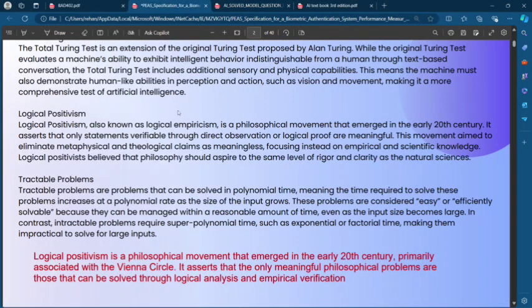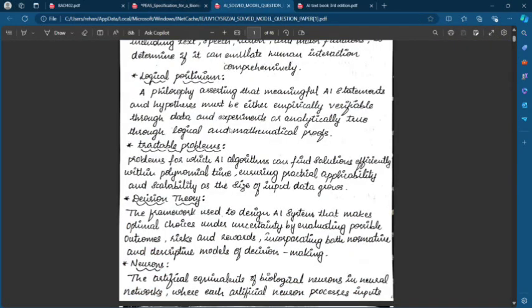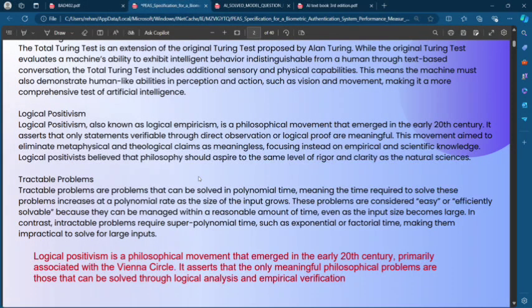Sorry, I directly went to decision theory. I was saying tractable problems. So tractable problems are the problems which AI algorithms can find solutions to efficiently within polynomial time. The problem which can be solved within polynomial time. And polynomial time means the time required to solve these problems increases at a polynomial rate, which means it increases as the size of the input grows.